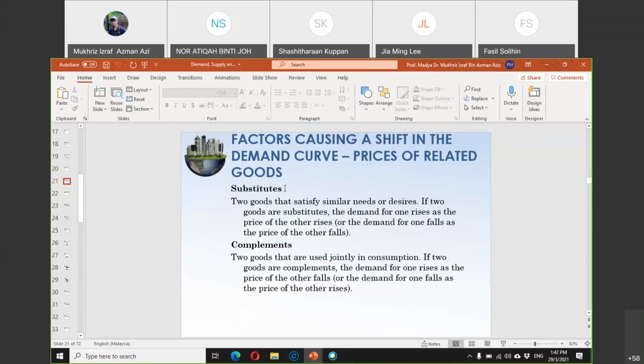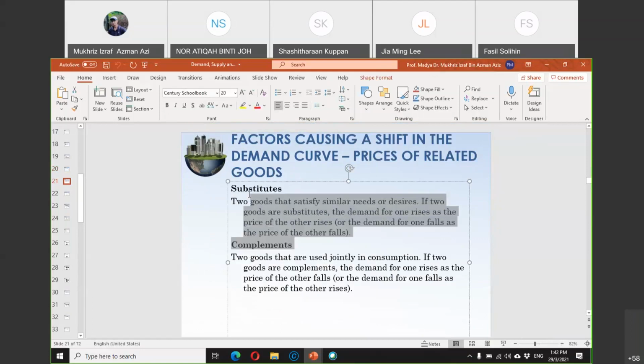Also, you need to understand this concept clearly: the difference between substitute versus complement. This is a very common question that you will be tested on. First you need to understand whether that good belongs under the substitute category or the complement category. In Malay, substitute is barangan pengganti, and complements is barangan pelengkap. Substitute means goods that serve the same purpose.